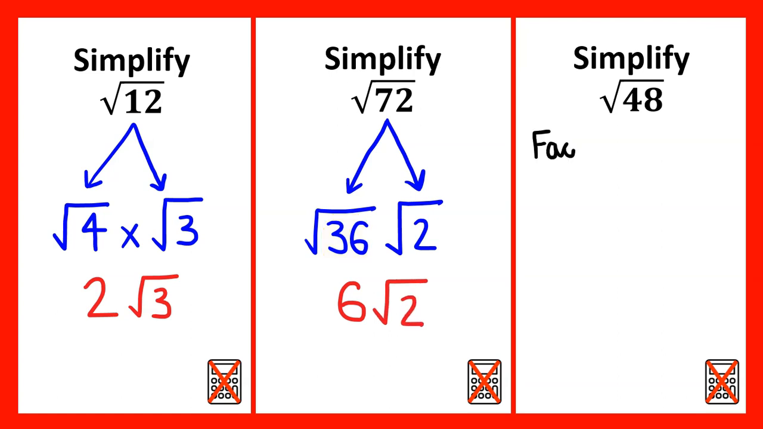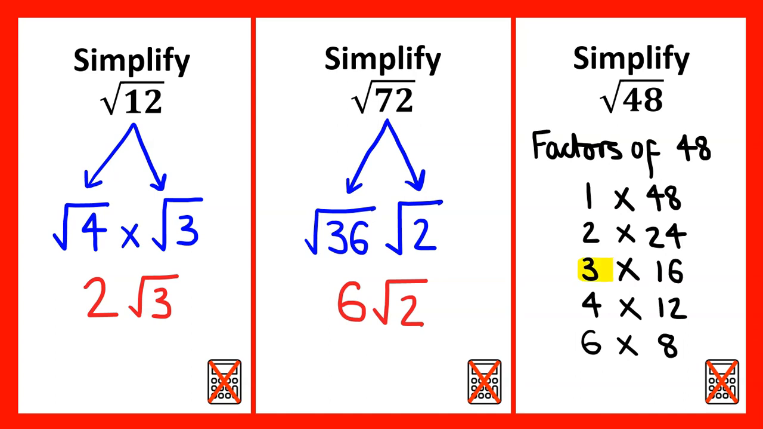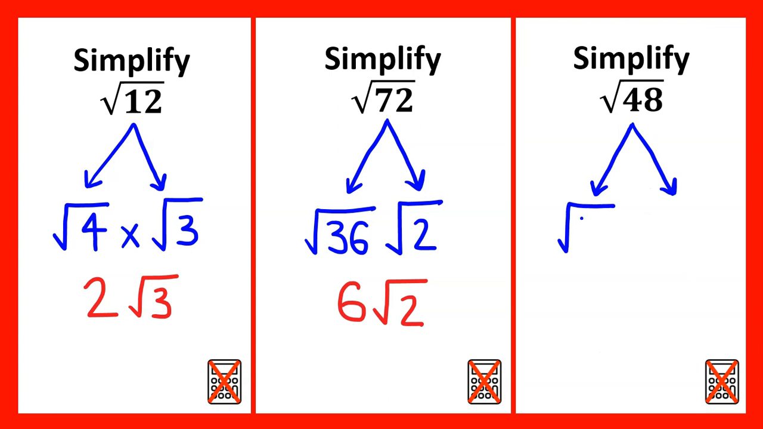For the last one, root 48 is quite a tricky one, and the reason is because when you list the factors, lots of people miss off 3 times 16 because you don't often learn your 3 times table up to the 16th number, and 16 is actually a square number. So therefore we should be splitting root 48 into root 16 multiplied by root 3, and root 16 is 4 lots of the root 3 that we had left over on the right.